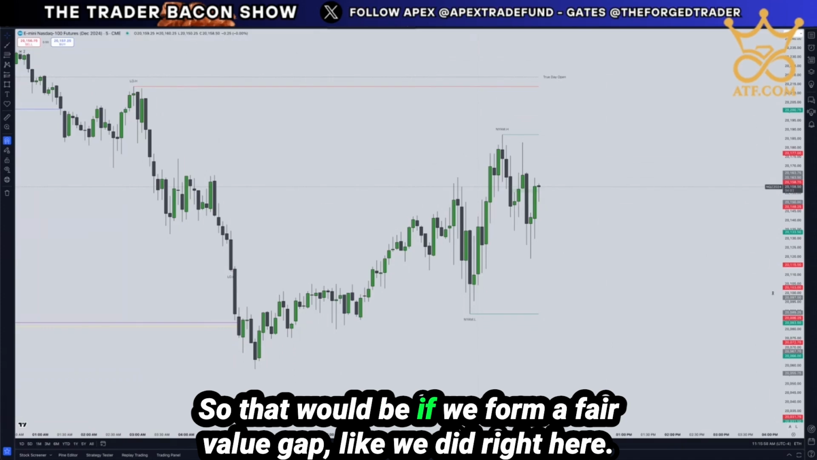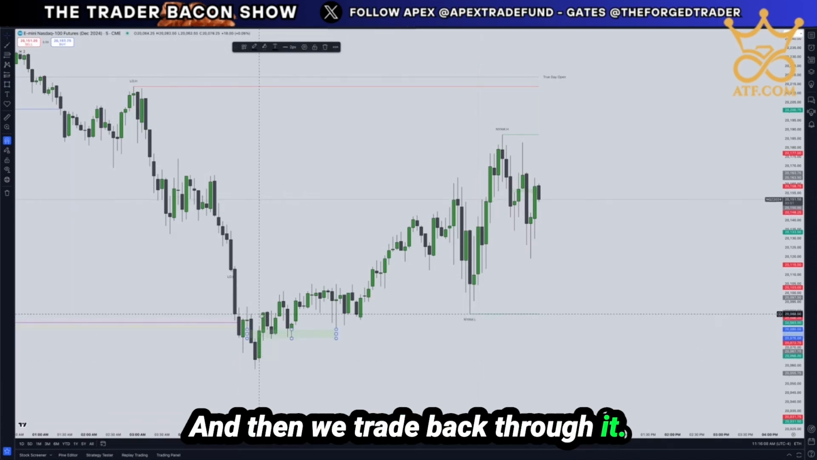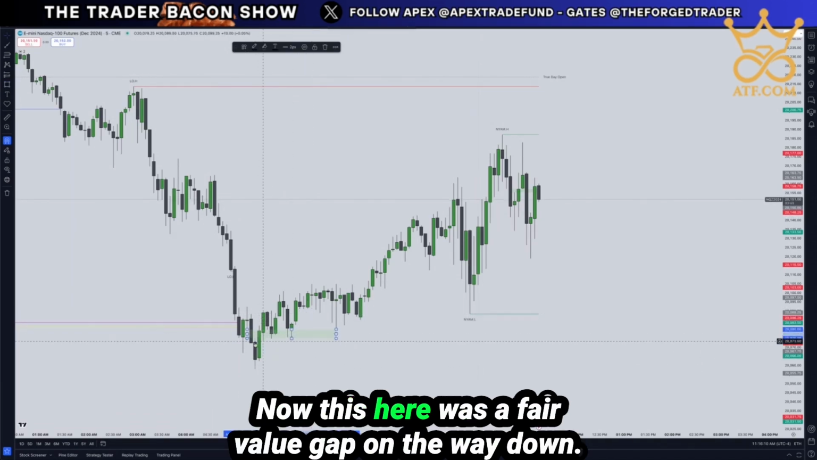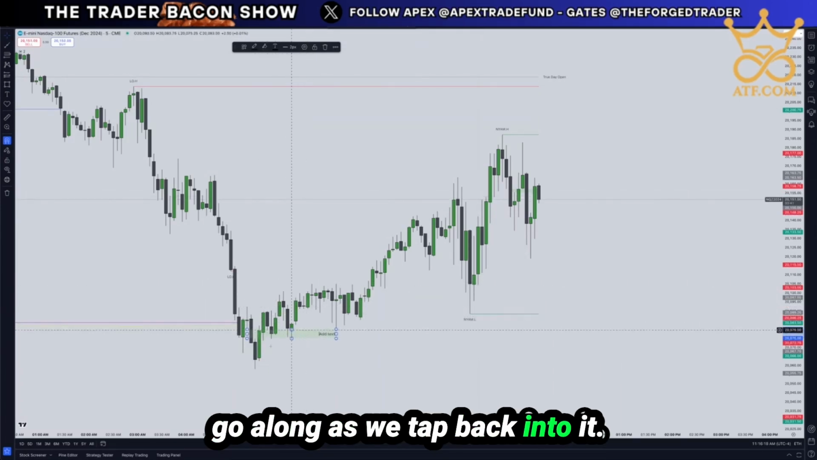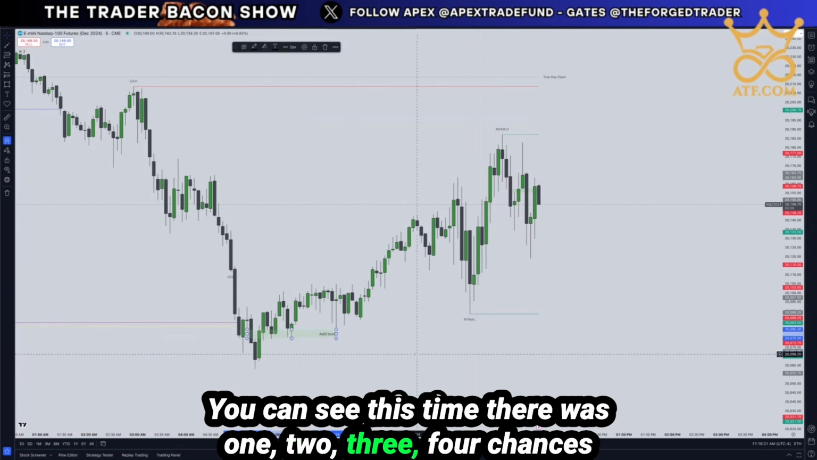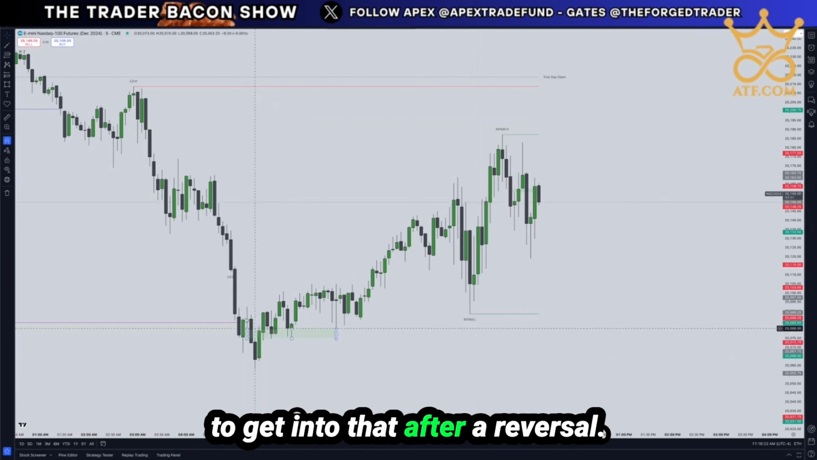I also like to use a lot of inversions. That would be if we form a fair value gap, like we did right here, and then we trade back through it, we close above it. Now this here was a fair value gap on the way down. Now we've traded back up through it. Now it's an inversion zone, and I will use that for an entry to go long as we tap back into it.